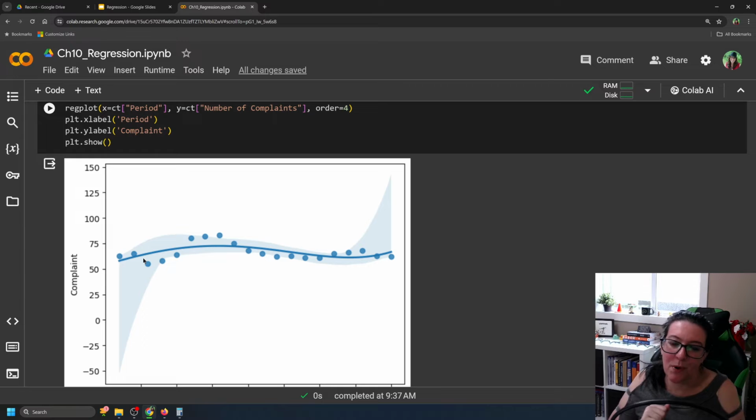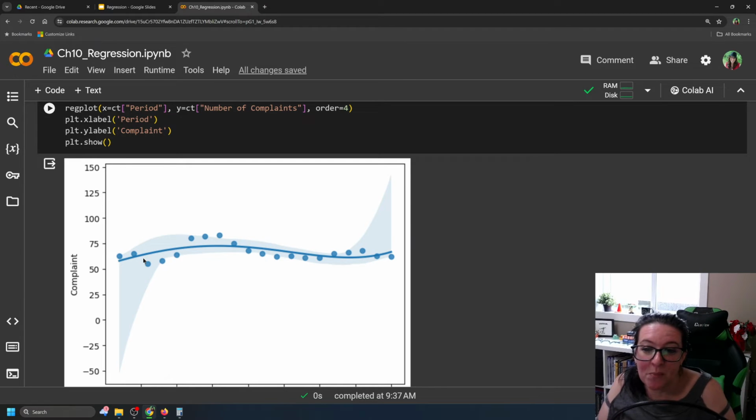But the challenge with a polynomial for forecasting time series is that it only goes up or down. It doesn't actually maintain the wave that you can see in the historical data. So an overfitted model fits the historical data really well and does not fit the future data at all.